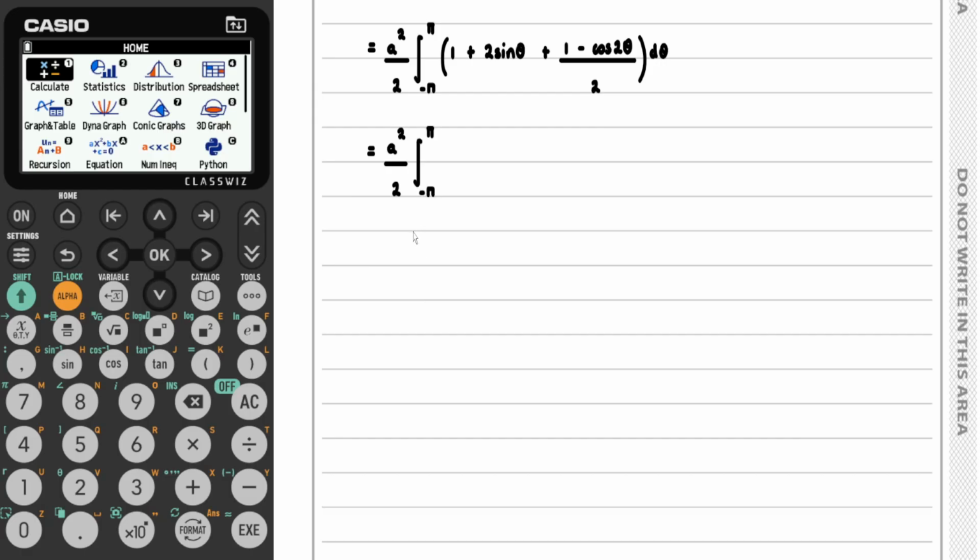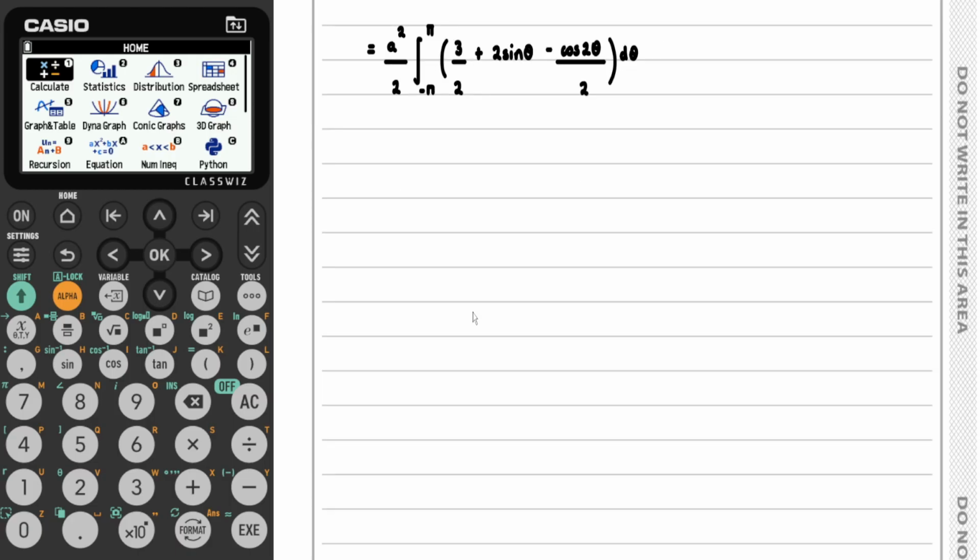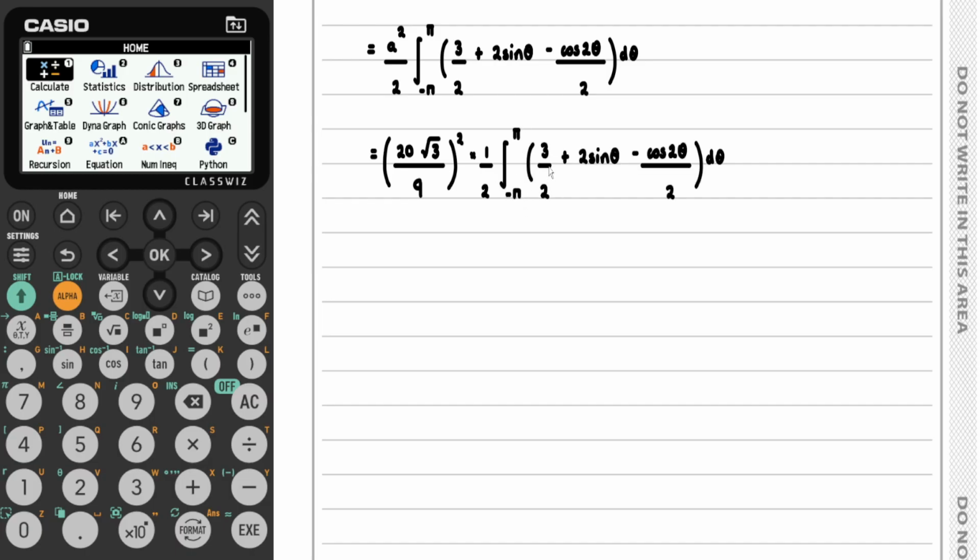So we've got a squared over 2 times the integral from negative pi to pi of, now here we've got 1 plus a half, which is 3 over 2. We add on to this 2 sine theta, and then we subtract cos 2 theta over 2. Knowing what a is, which is 20 root 3 over 9, we square this and multiply by half, and then multiply this by the integral from minus pi to pi of 3 over 2 plus 2 sine theta subtract cos 2 theta over 2 d theta. So let's work out what this is equal to.